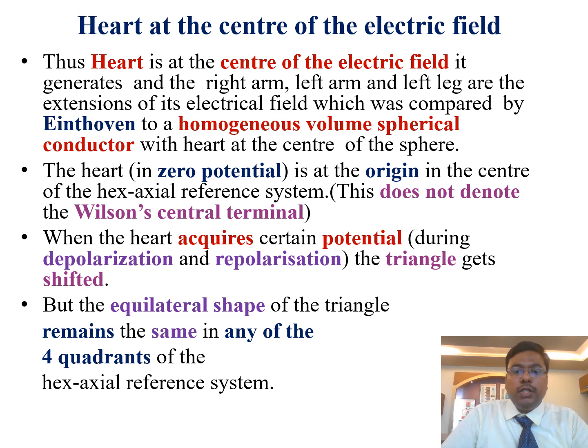So the heart at zero potential is situated in the center of the x-axis reference system, that is the origin. This does not denote the Wilson central terminal. When the heart acquires certain potential during depolarization and repolarization, the triangle gets shifted, but the equilateral shape of the triangle remains the same in any of the four quadrants of the x-axis reference system.